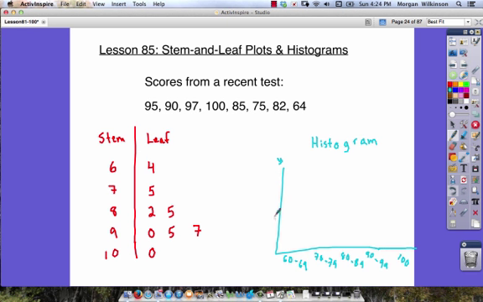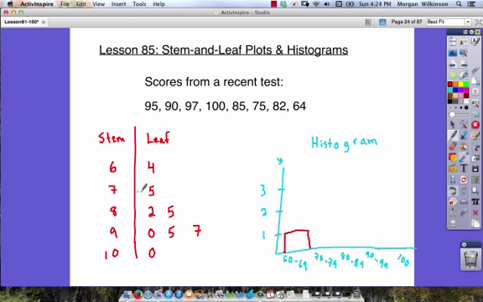Now, we want to say the number of times each thing happens. And we can see that this is going to have a maximum of 3, because we've already used it from our stem and leaf plot. So we're going to have a 1, a 2, and a 3. And then we can make our bars. So for 60 to 69, we only have one occurrence. And that happens one time. So it goes across right at the 1.